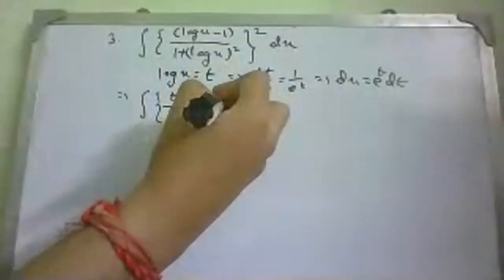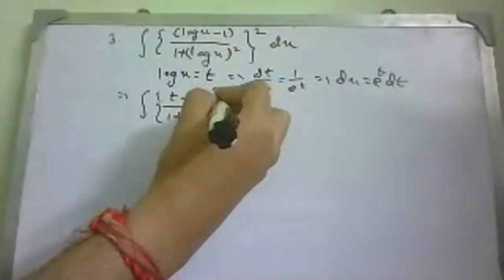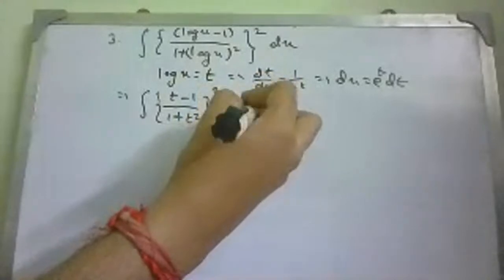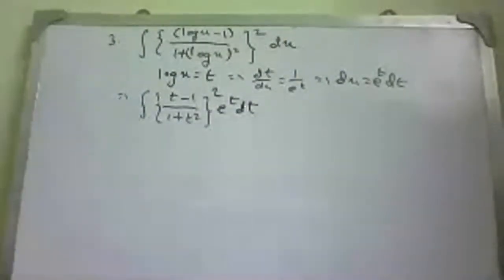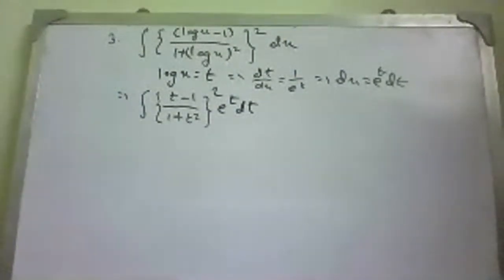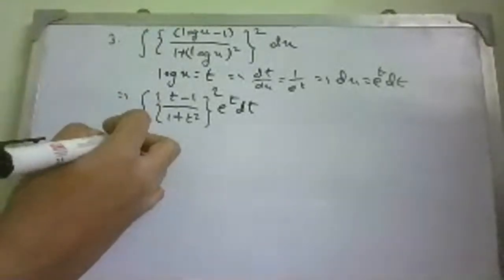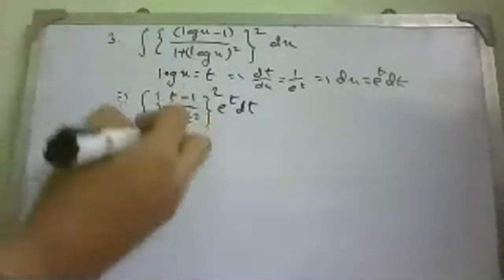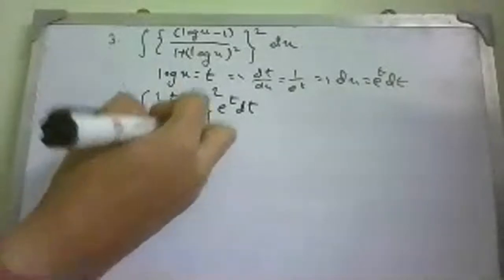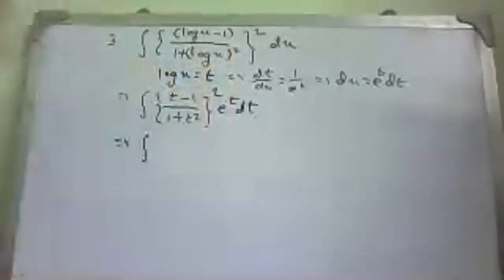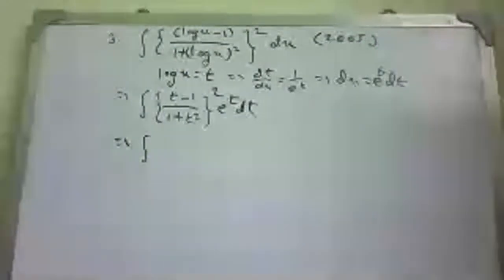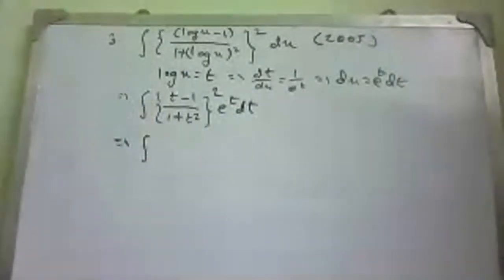So instead of writing dx, we can write this as a e to the power t dt. Okay, pretty much understandable. And so the next thing is also not a very problematic thing. Yes, this particular question came in 2005 AIEEE. This question came in 2005 AIEEE. And now we just need to apply by parts.